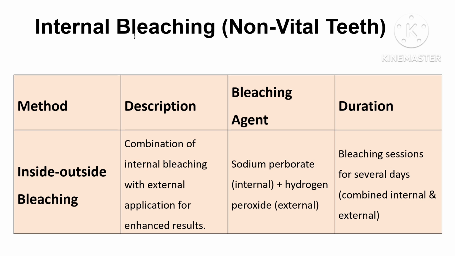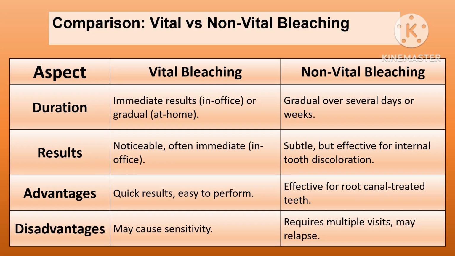The inside-out bleaching technique is a specialized method used primarily for whitening discolored teeth that have undergone root canal treatment. This technique combines internal bleaching for whitening inside the tooth and external bleaching for whitening the surface of the tooth to achieve an even, natural-looking result. If we compare vital bleaching and non-vital bleaching, vital bleaching is ideal for teeth that are still alive where external stains or general aging have caused the discoloration.